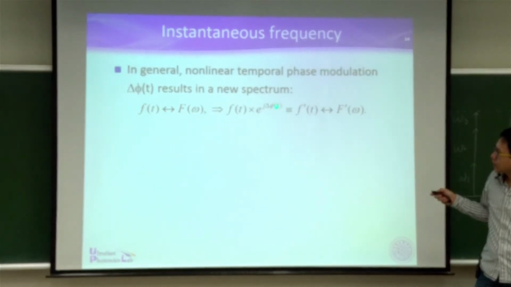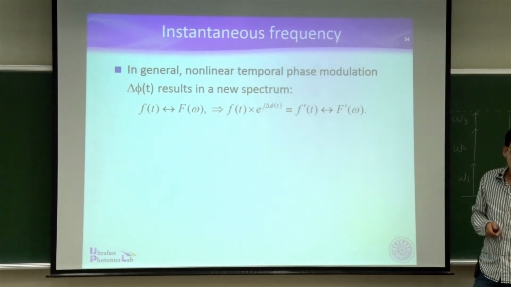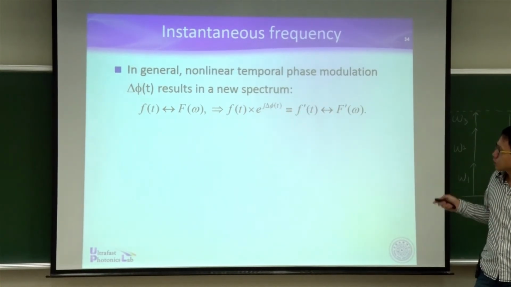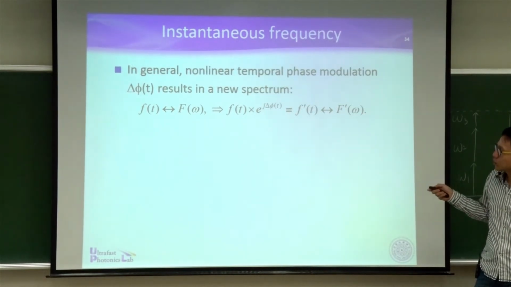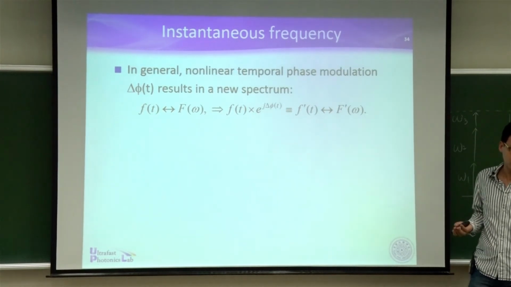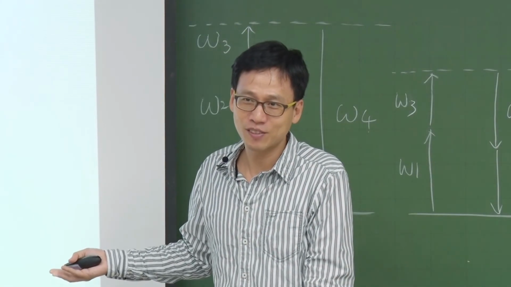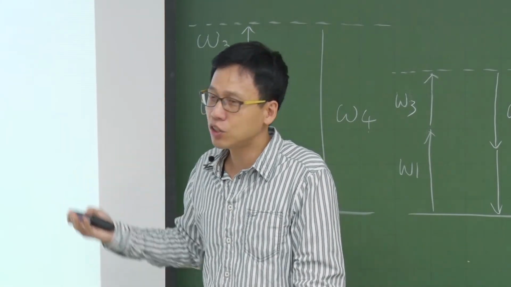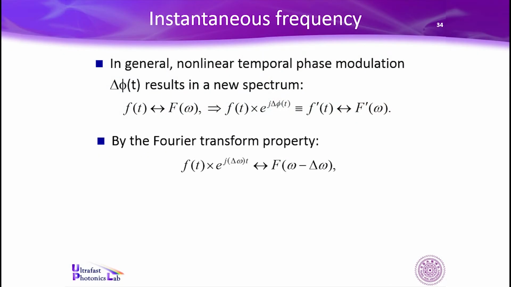Then we designate this new function in the time domain as f prime of t. The corresponding spectrum should be some big F prime of omega, which might be totally different from big F of omega, just some new spectrum. It's true, but it's useless. We cannot get any new information from this formula. So how should we interpret it?